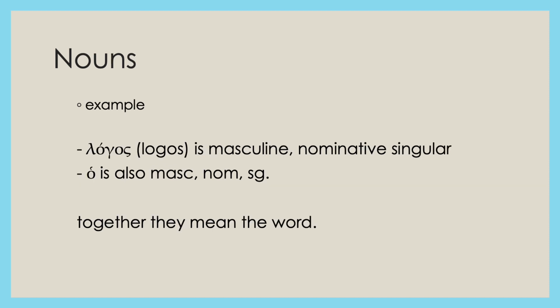This means that if a noun is masculine, nominative, singular, for example, which is the root version of a noun, then the definite article will be as well. For example, the well-known word logos, which means word, that is an example of a masculine, nominative, singular. That would go with ho, which is also masculine, nominative, and singular. So you'd get ho logos, as we get at the beginning of John's Gospel. This means the word.